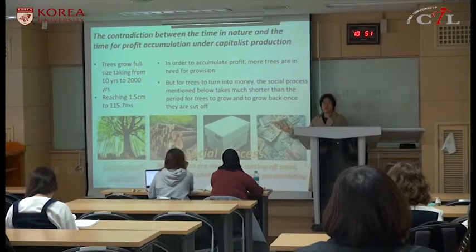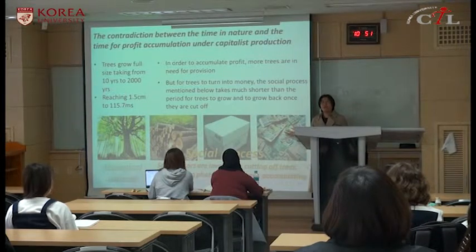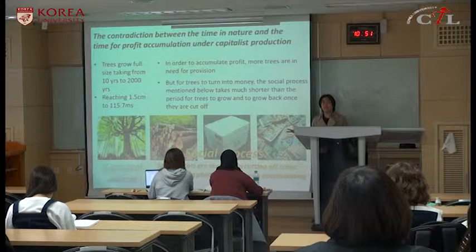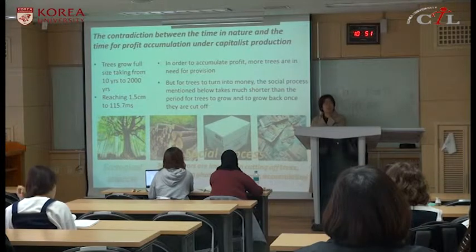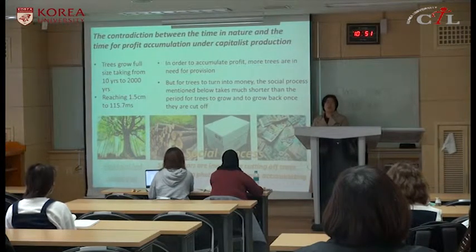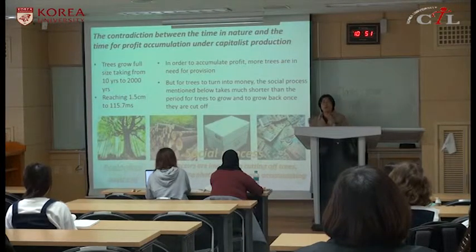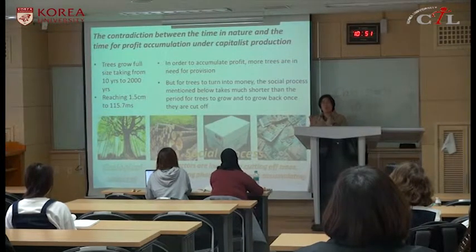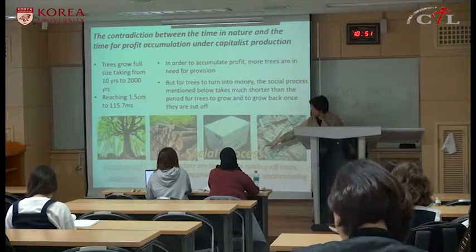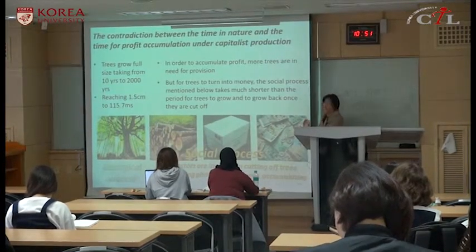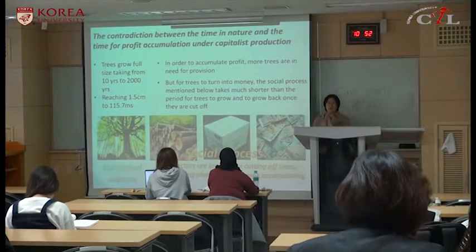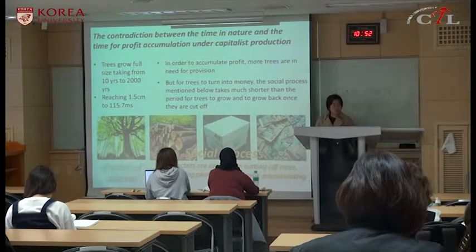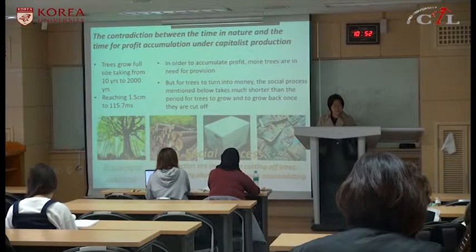So you are a capitalist and you want to make a lot of money, which means you need a lot of trees at first, in the beginning. And that means you have to cut a lot of trees. But then the problem is, once you cut a lot of trees, it takes much longer years for those trees to grow back and for the social system to produce a certain amount of wealth. So they say it's a kind of collision, the contradiction between ecological process and social process.